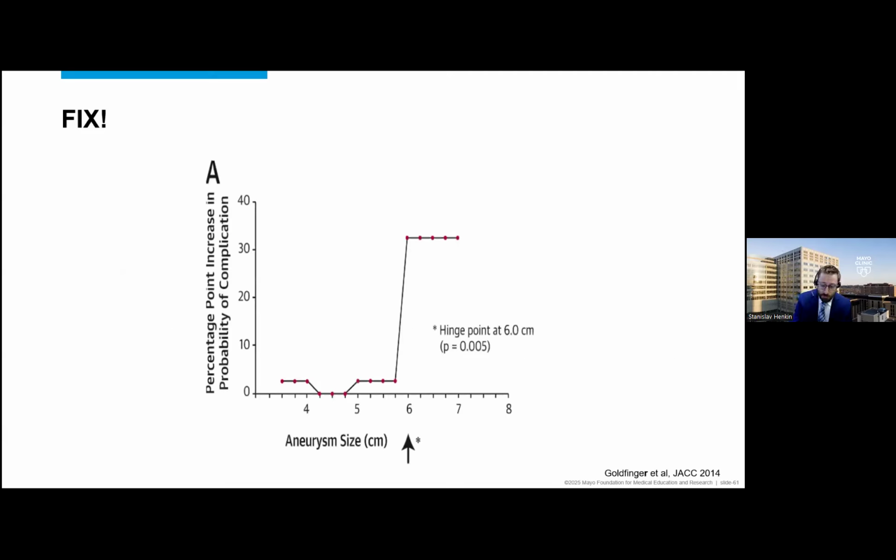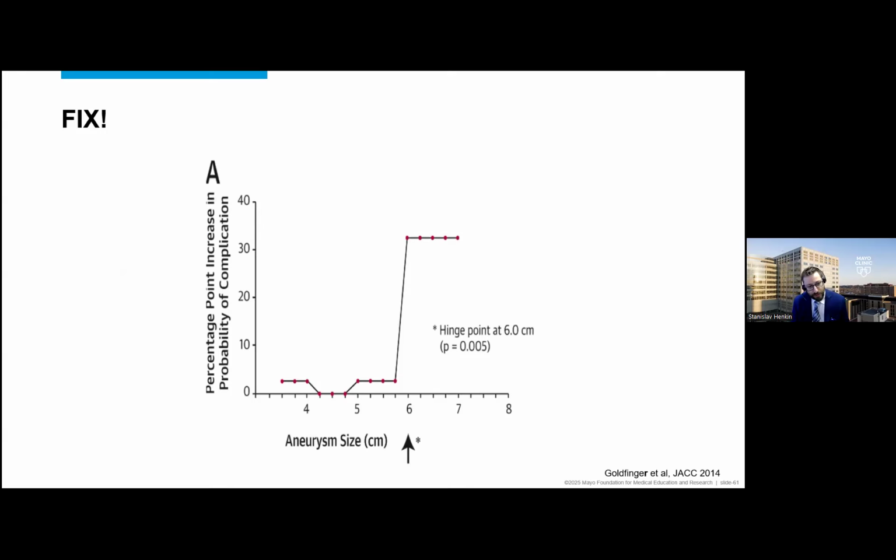So the last point we will talk about here, and this by itself can be an hour lecture, is when do we fix this? So this is a classic study from 10 years ago now, which looked at natural history of aortic aneurysm dissection, rupture, or death.